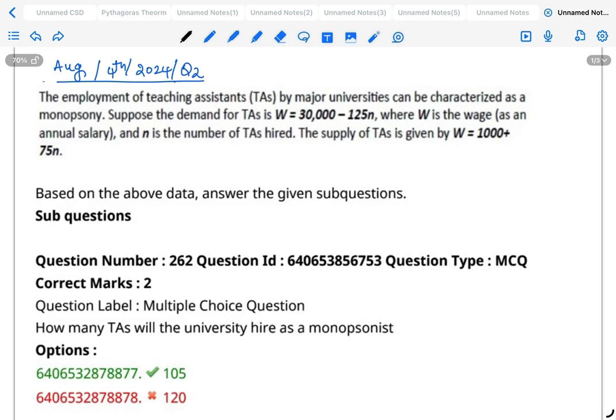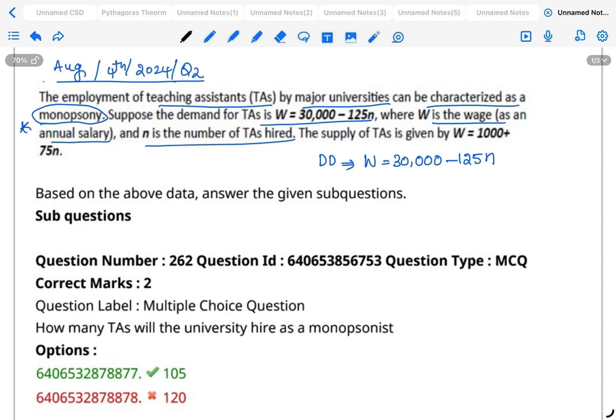The employment of teaching assistants (TAs) by major universities can be characterized as a monopsony. Very, very important: monopsony. Suppose the demand curve for TAs is W = 30,000 - 125N, where W is the wage as an annual salary, and N is the number of TAs hired.